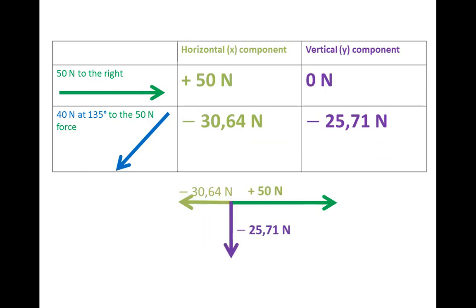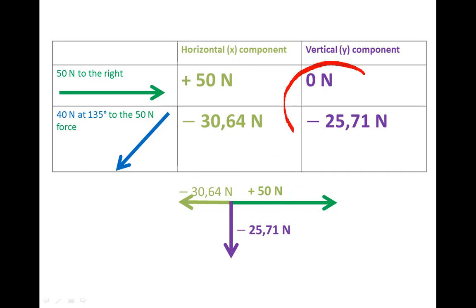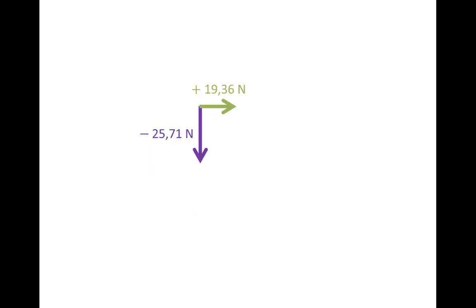Then the next step is to find the resultant of these vectors. So we add the horizontal components together, 50 minus 30,64, to find the resultant's horizontal component. And we add the vertical components together, 0 minus 25,71, to get the resultant's vertical component. So now we have the horizontal and vertical components of the resultant. How do we get the resultant?